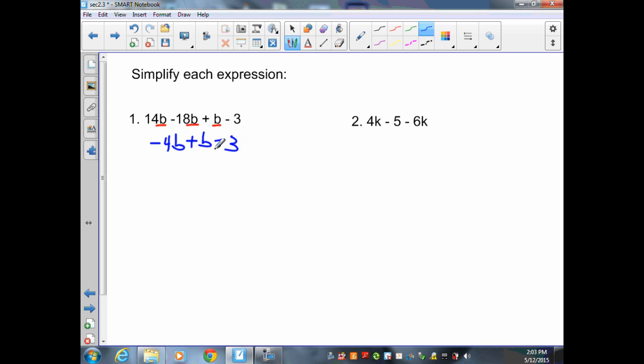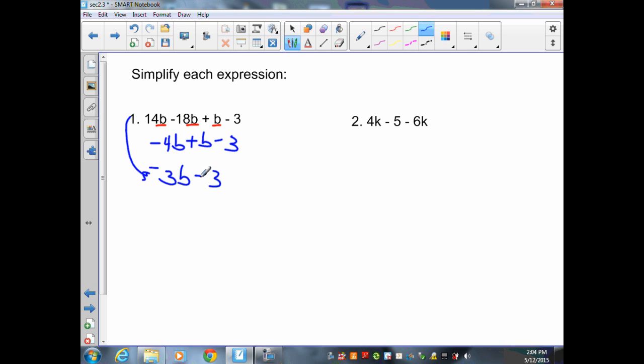I get a negative 4b plus b minus 3. I still have like terms. Again, negative 4 plus 1. Different sign, subtract. 4 minus 1 gives me 3. Use the sign of the larger, which is a negative, so negative 3. This could have been done all in one step. That's up to you. So you could have gone from copying the problem right down to this step. I just showed this as an example. Now I've simplified this expression, reduced the number of terms, and combined the like terms. 14 minus 18 is a negative 4, plus 1 is a negative 3, b minus 3.